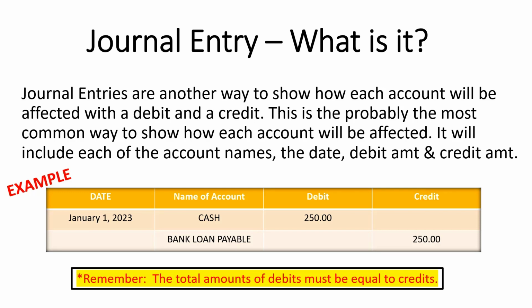And there's an example. On January 1st, 2023, cash was the first account. The debit amount was $250. The bank loan payable was the name of the second account affected, and the credit amount on that was $250. Remember, the total amounts of debits must be equal to credits.